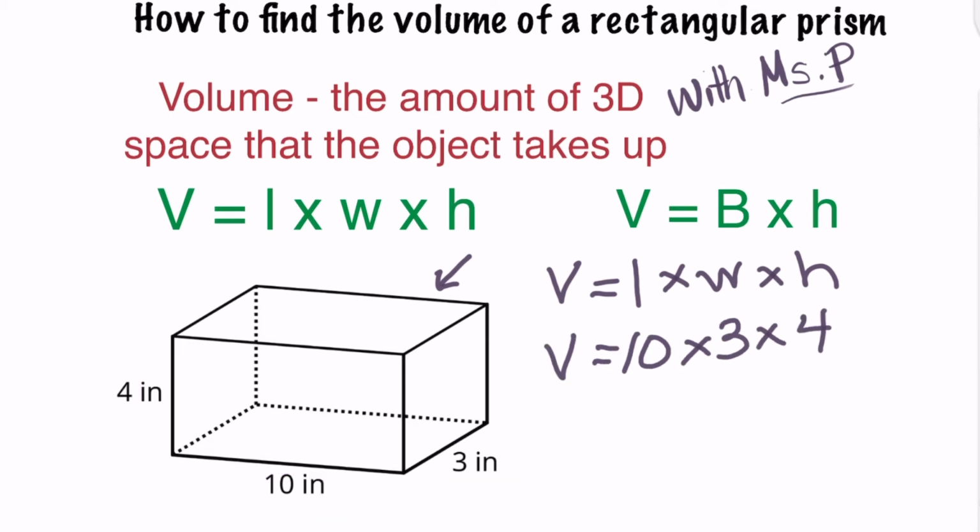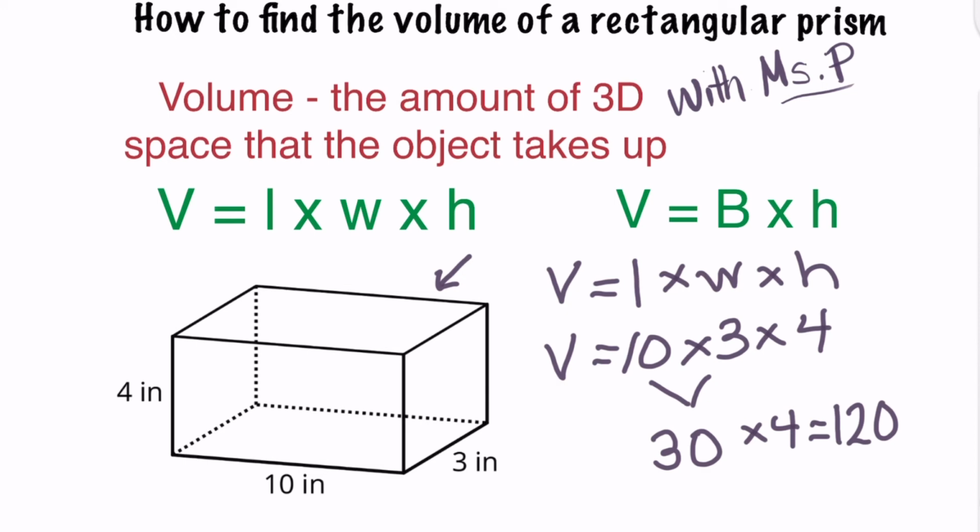Now to find the volume, we simply go through the steps of the formula. We multiply 10 times 3 times 4. There are many different ways you can do this. You can use a calculator if you have access to one, but in this case, I'm just going to break it up. I'm going to first multiply 10 times 3, which gives me 30, and then I'm going to multiply 30 times 4. 30 times 4 equals 120.